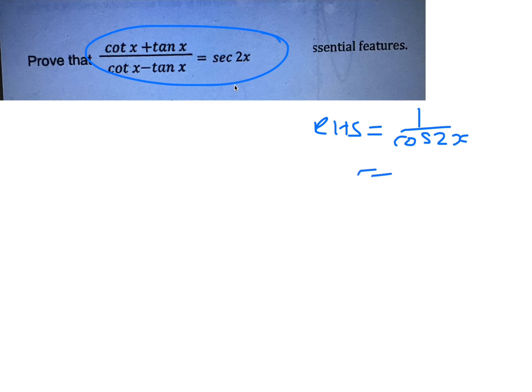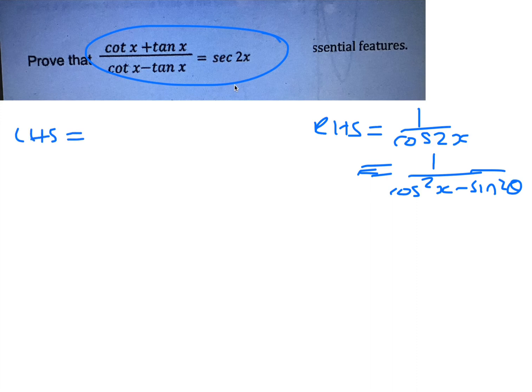Okay, so looking at this, if we look at the right-hand side, that's 1 over cos 2x. There's not much more you could do with that. You could say that's 1 over cos squared x minus sine squared x, if you use the cos 2x rule.